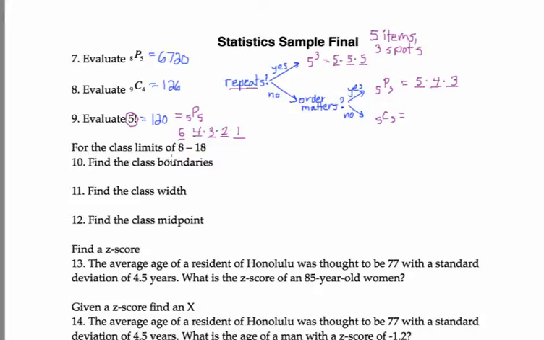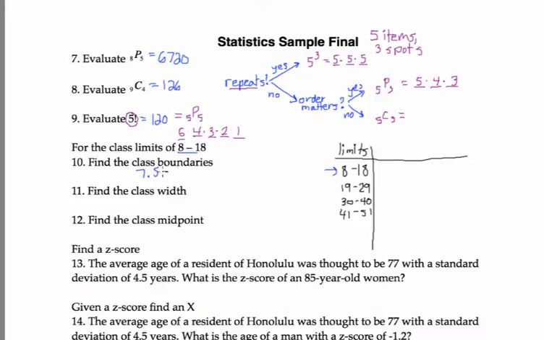For the class limits of a class that goes from 8 to 18, when I think about this problem, I have to think of it actually as a distribution. So I would think of this like people's ages. Maybe one class goes from 8 to 18, then the next class 19 to 29, then the next from 30 to 40, and so on. So I'm just looking at this class right here, the one that goes from 8 to 18.